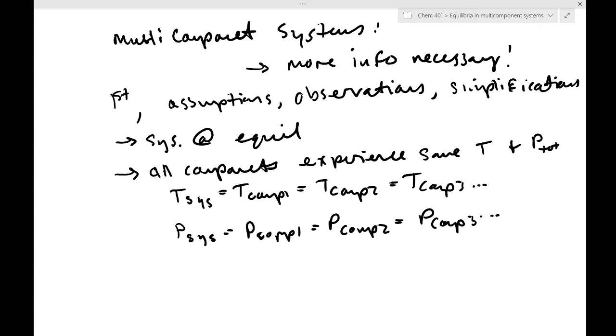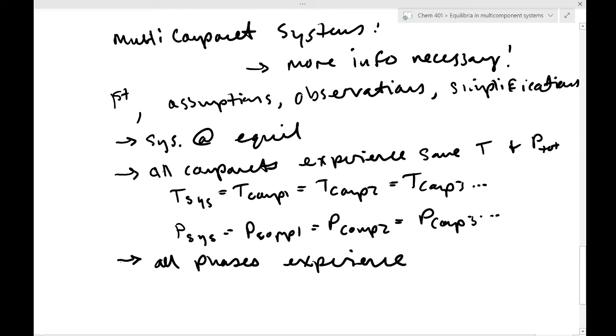We can also make some statements about all of the phases within the system. All of the phases experience the same pressure and temperature.